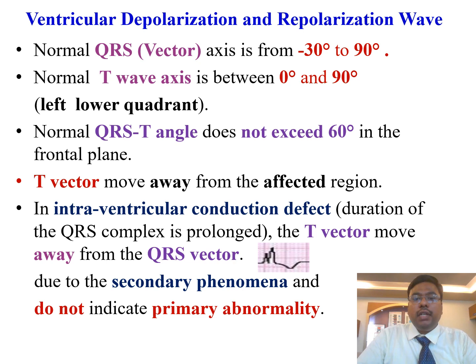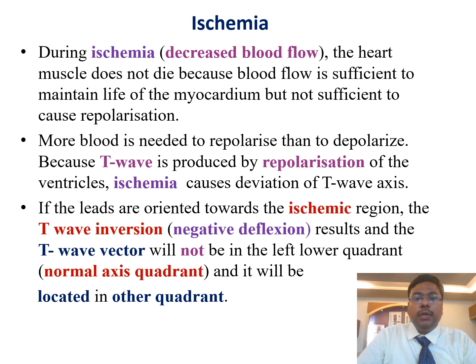The normal QRS axis is from -30 to 90. Normal T wave axis is between 0 and 90. The normal QRS-T angle does not exceed 60 in the frontal plane. The T wave vector moves away from the affected region. In intraventricular conduction defect, the duration of the QRS complex is prolonged. So the T vector moves away from the QRS vector due to the secondary phenomenon and does not indicate primary abnormality. During ischemia, that denotes a decreased blood flow.